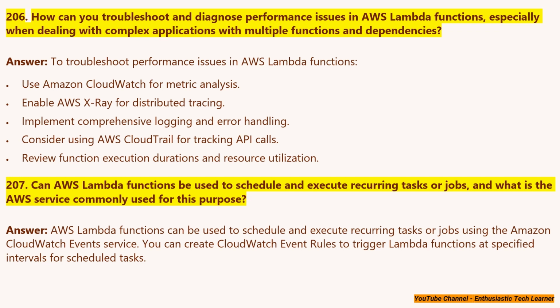Can AWS Lambda functions be used to schedule and execute recurring tasks or jobs, and what is the AWS service commonly used for this purpose? AWS Lambda functions can be used to schedule and execute recurring tasks or jobs using the Amazon CloudWatch Events service. You can create CloudWatch Events rules to trigger Lambda functions at specified intervals for scheduled tasks.